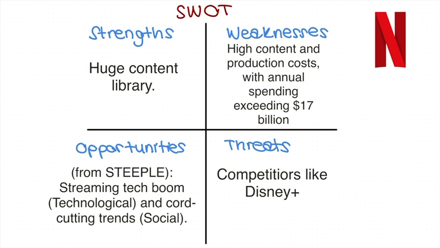Threats. Disney Plus is a huge competitor for Netflix. Rivals launch cheap bundles, and here STEEPLE is used to flag market pressure, and by using SWOT we can come up with tactics to fight the competition. What Netflix did was they used their wide selection of library, which is a strength, plus the technology trends, which is an opportunity, to beat rivals.